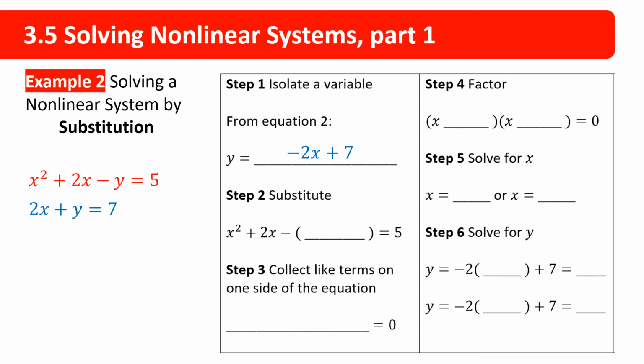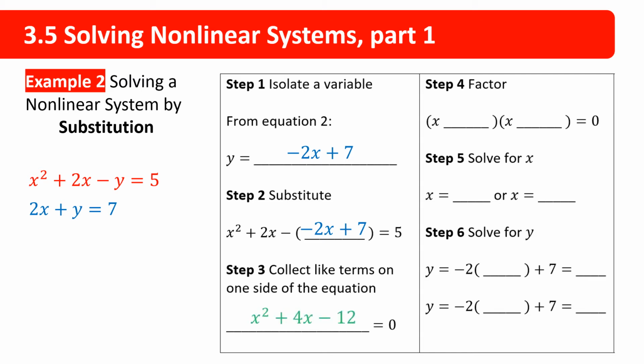So we already have the x squared plus 2x. We already have the 5 on the right. Remember, we're subtracting, and we're going to plug that negative 2x plus 7 in. We're going to collect all of our like terms in step 3 and bring everything over to one side of the equation so that we'll have a trinomial.